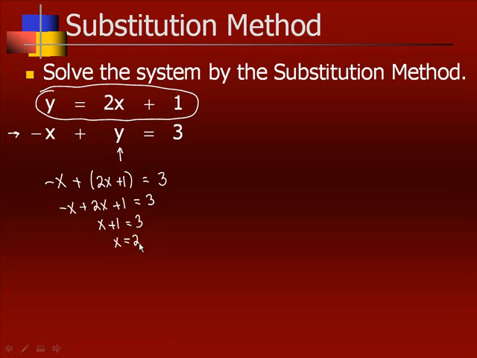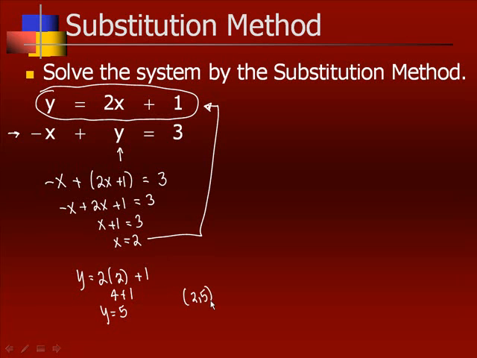Now, don't quit yet. We've got to have the complete ordered pair. So if x is 2, to find y, we go back to our circled equation. y equals 2 times x, but x is 2, plus 1. So y equals 4 plus 1, or 5. So what we're saying is that the ordered pair solution is 2, 5.